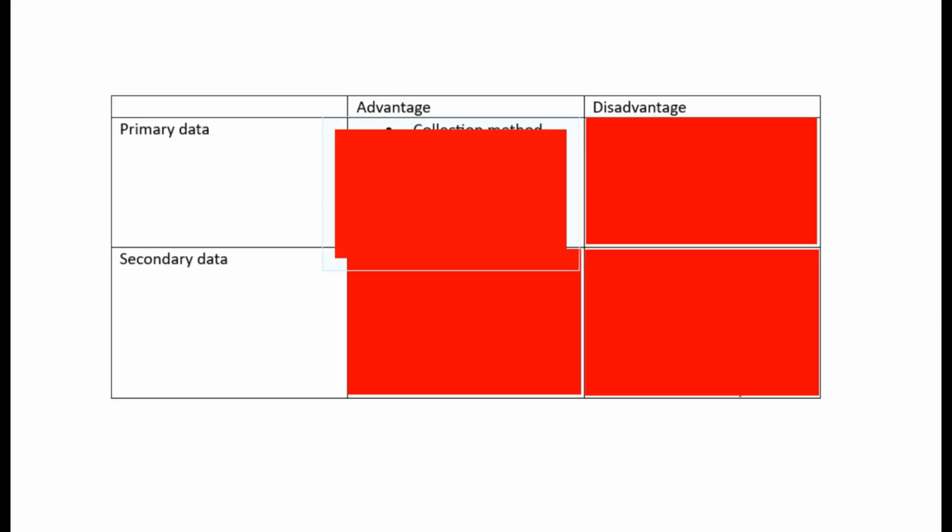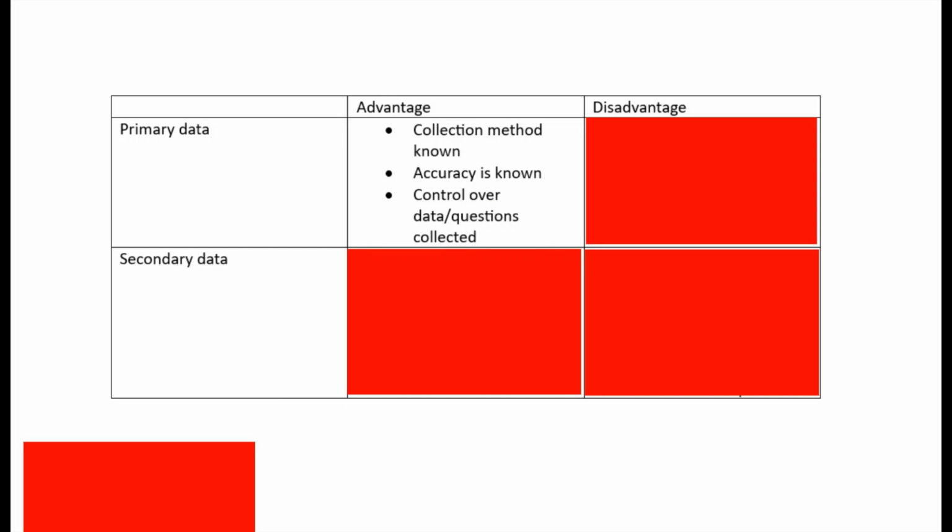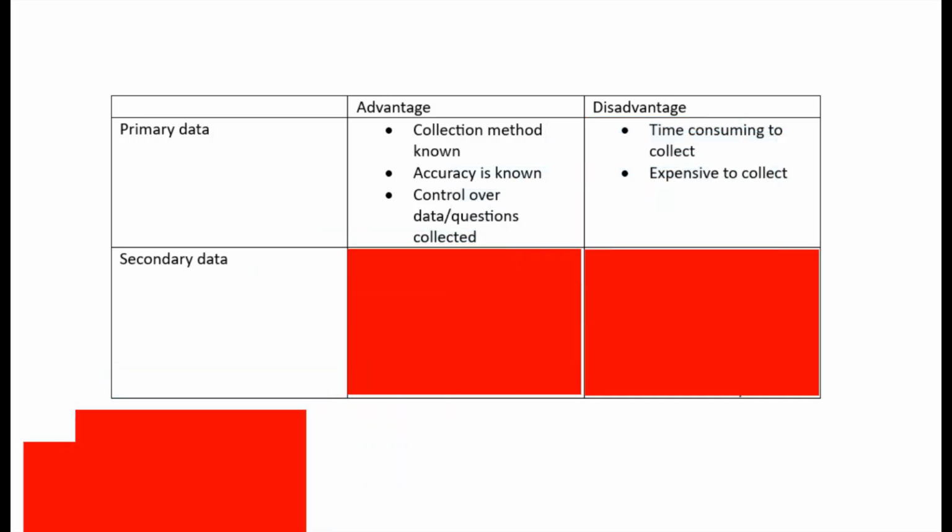So primary data, the advantages are the collection method is known because you've done it yourself. So you know how accurate it was, and you have control over the questions or data being collected, so you can tailor make it to your needs. The disadvantage is it's time consuming to collect, and it also can be expensive to collect.